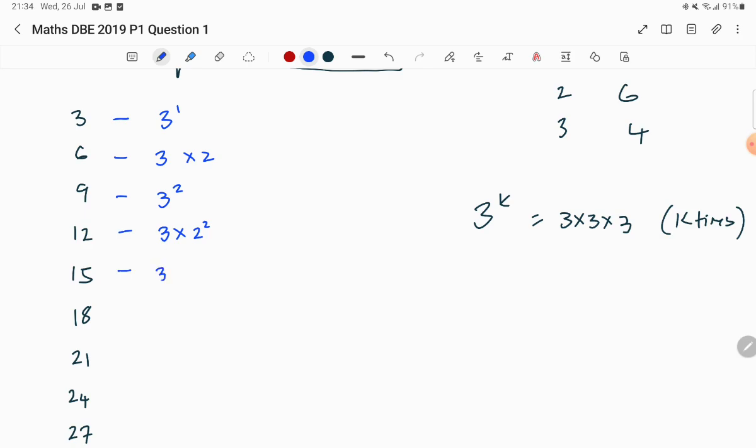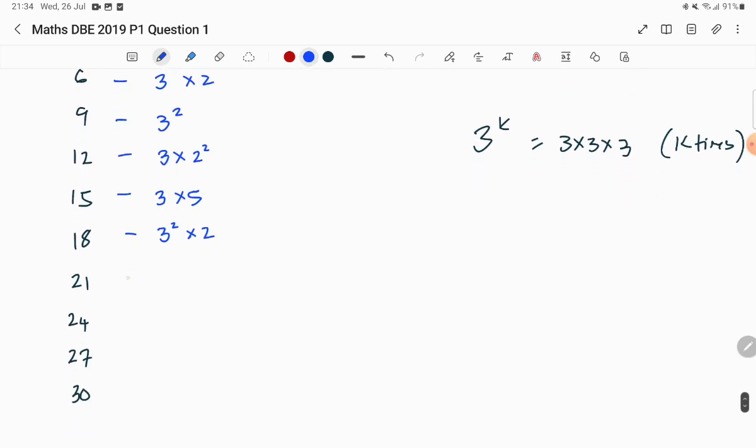15 would just be 3 times 5. 18 would be 3 squared times 2. There are tricks in the calculator to get this, but our focus is 3. 21 would be 3 times 7. 24 would be 3 times 2 cubed, or 3 times 8. 27 is 3 cubed, and 30 would be 3 times 5 times 2.